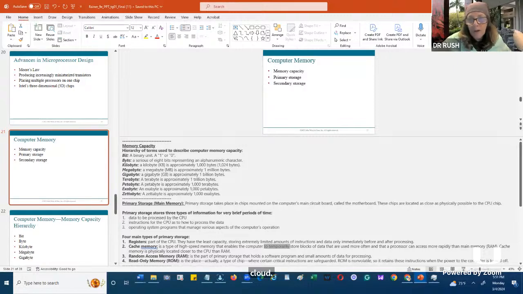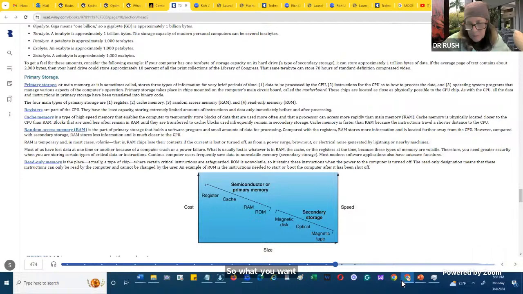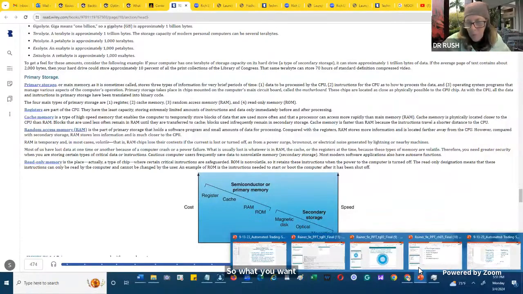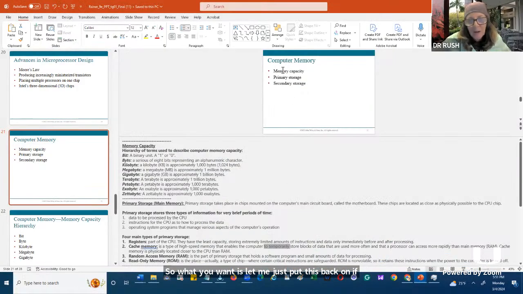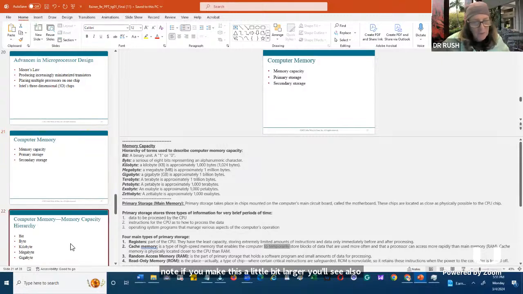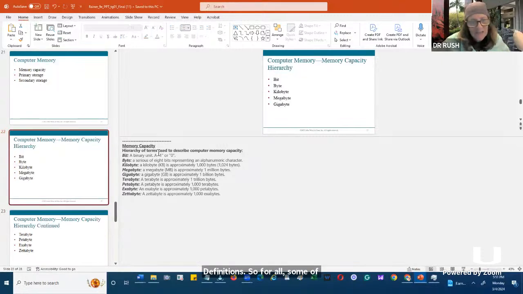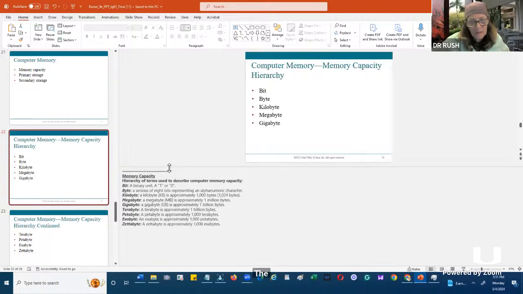If you're going through the PowerPoints, what will be good for you is you'll see under the notes, if you make this a little bit larger, you'll also see definitions. So for some of these PowerPoints, you can see the definition here. I can make this smaller or larger depending.